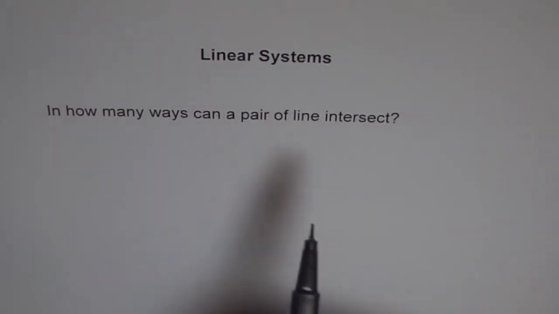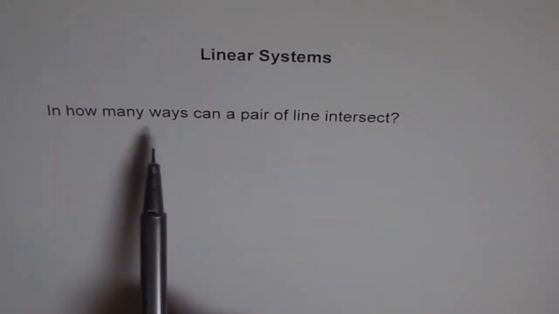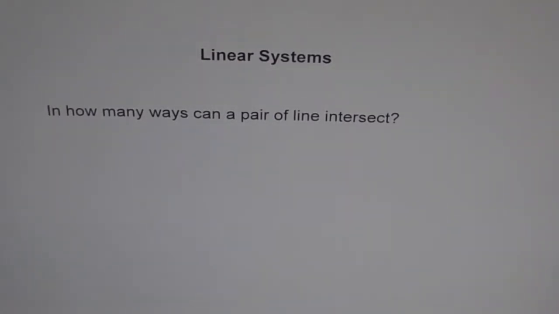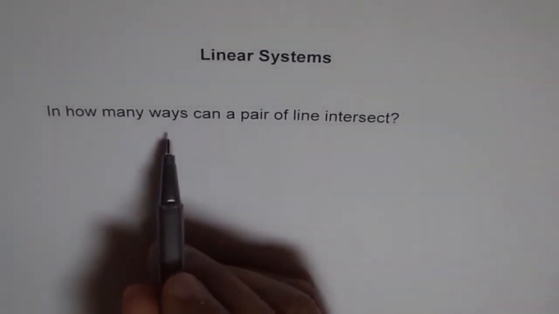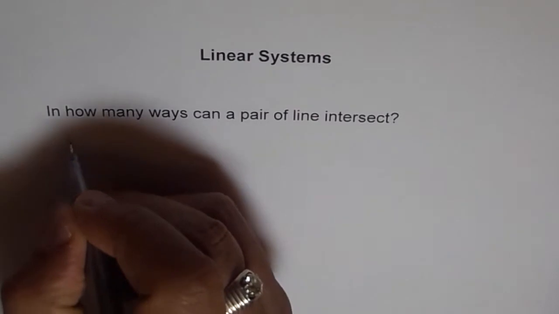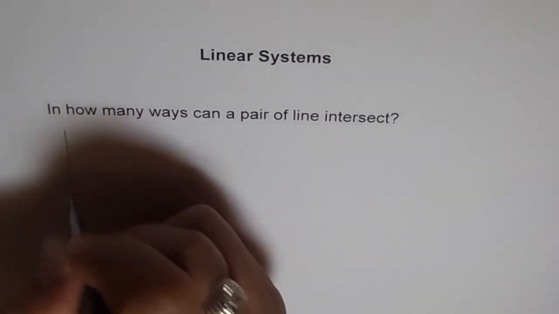Linear systems. In how many ways can a pair of lines intersect? Well, this is a very basic question on linear systems, and here I will take an opportunity to explain to you about linear systems. So, in how many ways can a pair of lines intersect? There are actually a couple of possibilities, and let's look into these possibilities.